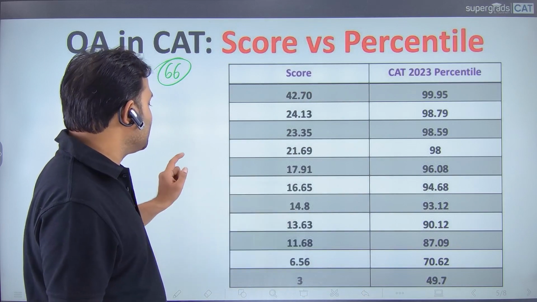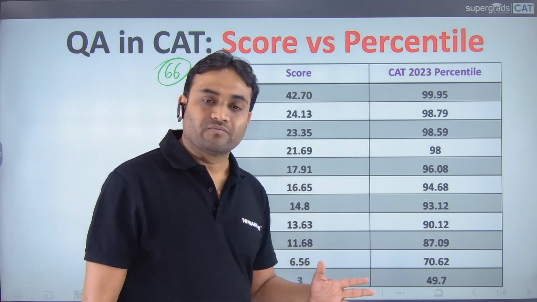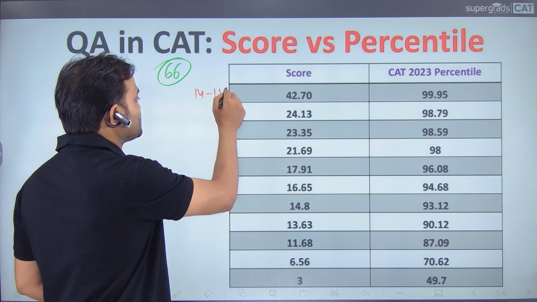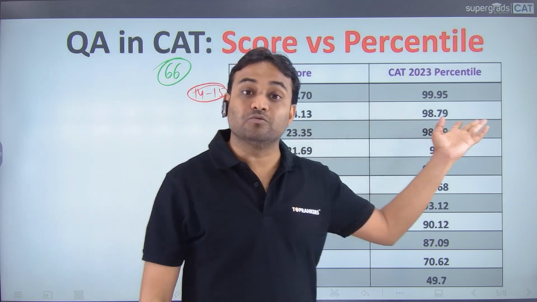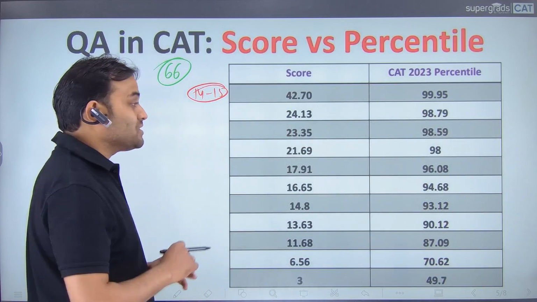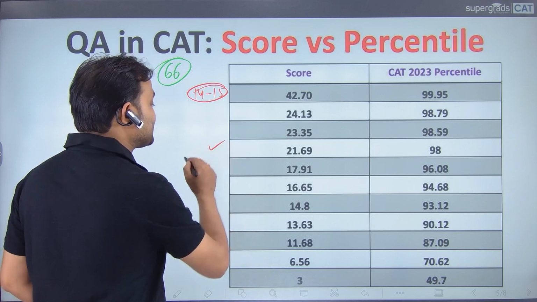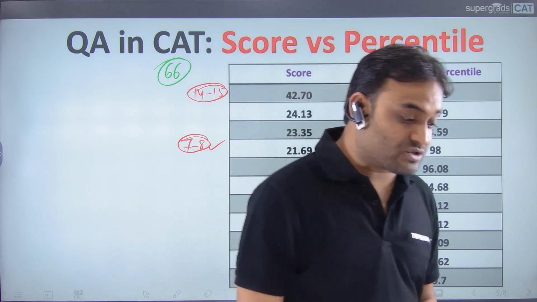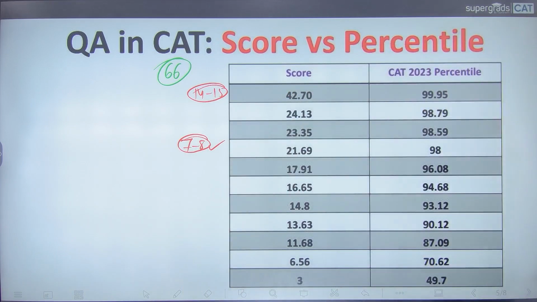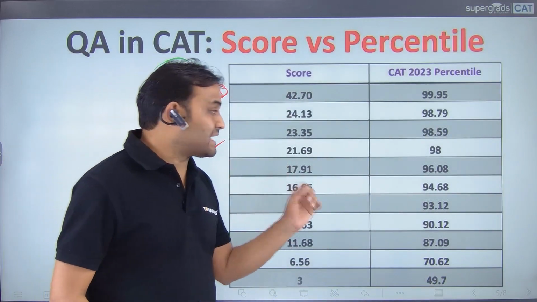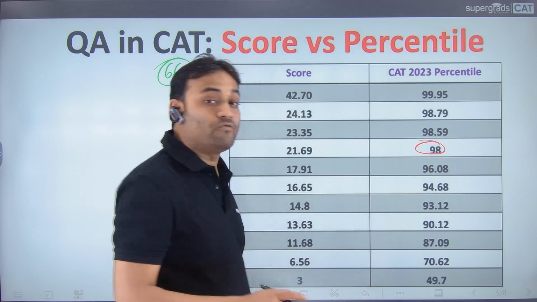So these marks will tell you how difficult it was last year in CAT 2023. Like 42.7, 14 to 15 questions out of 22, will get you almost 100 percentile, like 99.95. And if you talk about some marquee results like 22.69, which is nothing but 7 to 8 questions out of 22, which is nothing but 35 to 40%, right? So if you do 35% of questions correctly, you are getting 98 percentile, which is also a very good score.